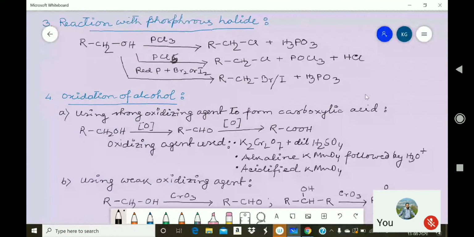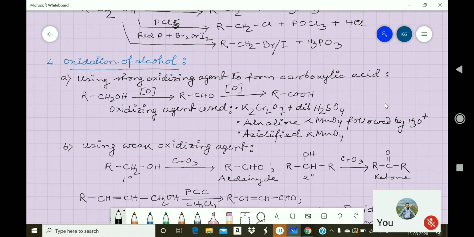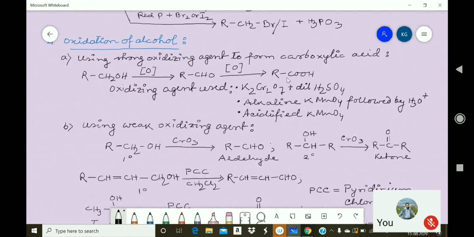Next is oxidation of alcohol. When alcohol is oxidized, particularly primary alcohol, then it first gives rise to the aldehyde and then to carboxylic acid. If we use a stronger oxidizing agent like dichromate in presence of acid, or acidified KMnO4 or alkaline KMnO4 followed by acidification, these are strong oxidizing agents that oxidize alcohol up to carboxylic acid.